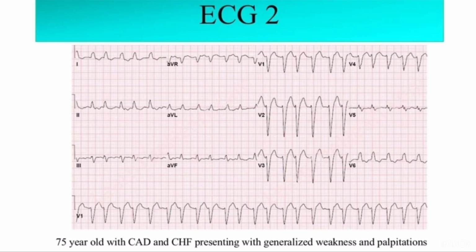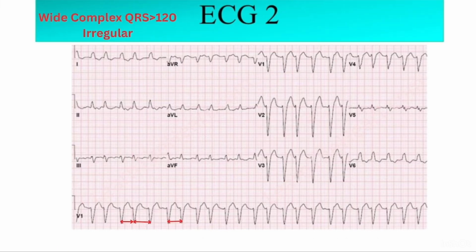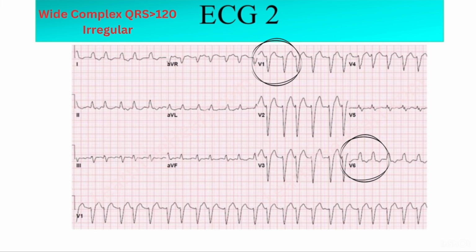Case 2. 75-year-old male with coronary disease, heart failure presents with weakness and palpitations. This is a wide complex tachycardia as QRS is more than 120 milliseconds. The rhythm is irregular. Study the EKG for 5 seconds. Don't let the wide QRS intimidate you. It's just a clue. Look for any bundle branch block.